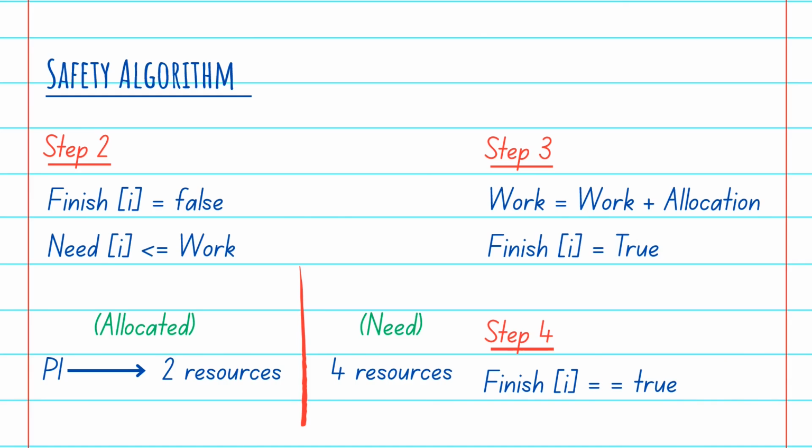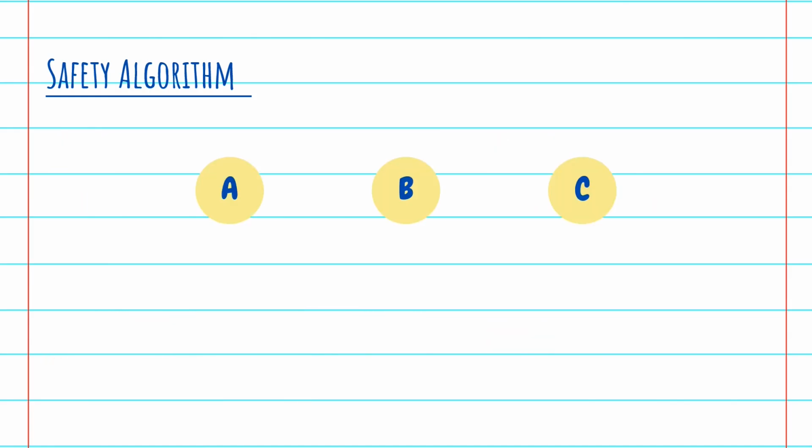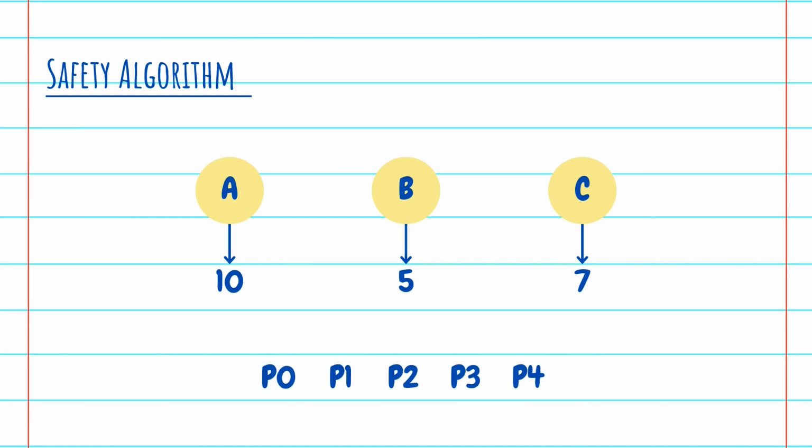Okay, I hope this explanation of the safety algorithm is well understood by you. If not, then let's learn through one simple example. Suppose we have 3 resources A, B and C. A has 10 instances, B has 5 and C has 7. And we have 5 processes P0, P1, P2, P3 and P4.